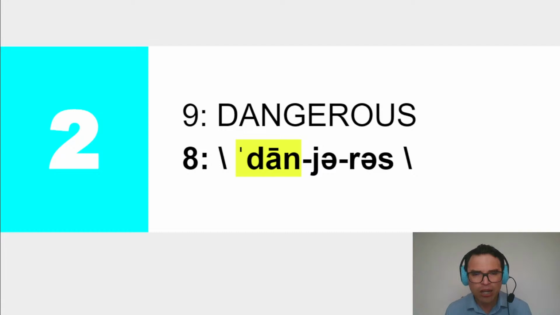A. No, sorry, A. What am I talking about? A. Yes, I'm sorry. Yes, A. So, and the second and third syllables have schwa. Neutral sound. Dangerous.